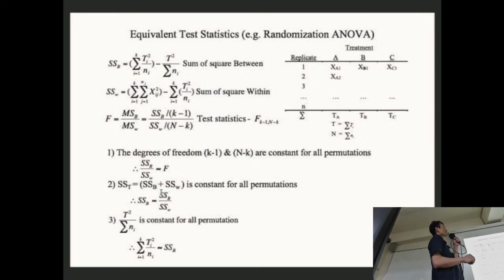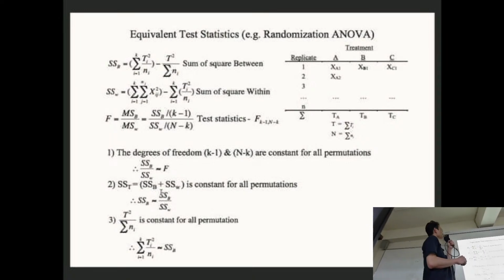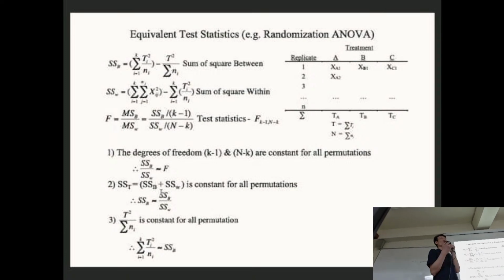Okay. So in the classic ANOVA, you need to calculate the F ratio, right? So that's the F ratio. That's your test statistic F. However, in the randomization test, you are going to generate your own sort of F distribution.